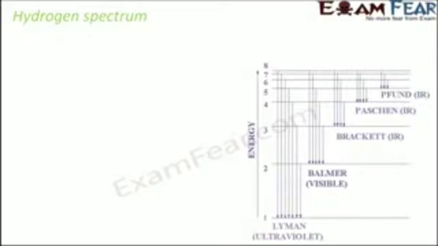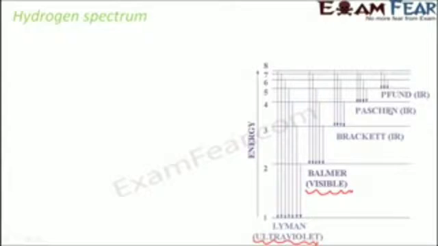Now here on the screen you see various names like Lyman, Balmer, Brackett, Paschen, and Pfund. So what are these? These are basically series which are part of the hydrogen spectra. So in the hydrogen spectra you have series of such lines, and each of these series is located in a different wavelength range. For example, the Lyman series is located in the ultraviolet region. The Balmer series is located in the visible region. Brackett, Paschen, and Pfund are located in the infrared region. So how are they located in these different regions? Because they have different ranges of wavelengths.